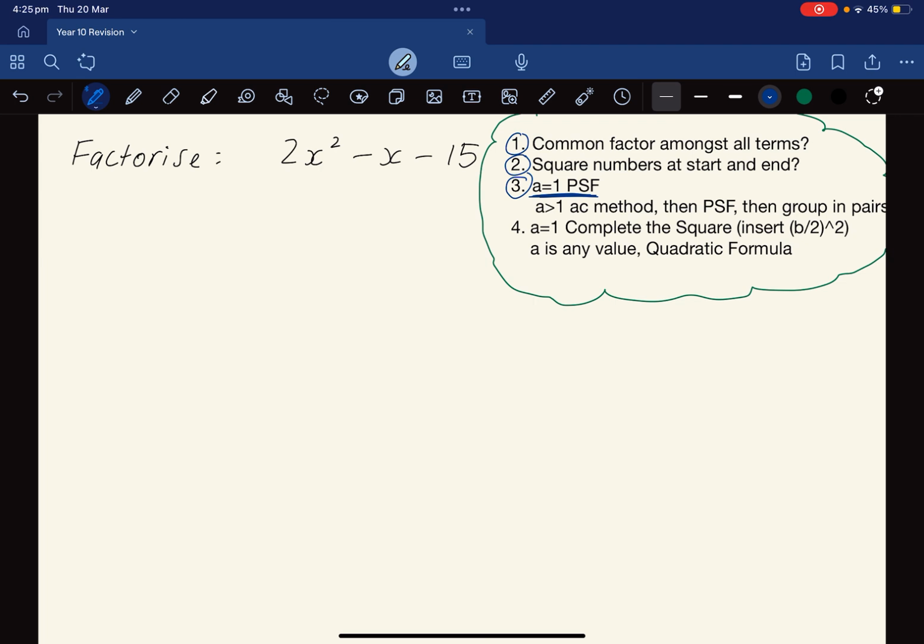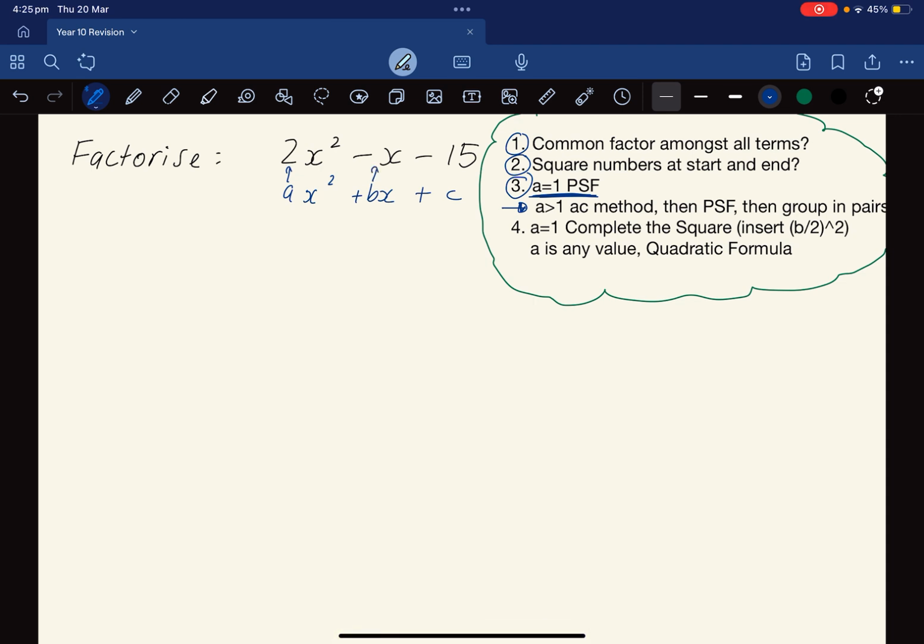Partial sum factors? Oh, yeah. Anyway, is A equal to 1? Well, A is equal to 2. So no, A is greater than 1. So we look to use this: A is greater than 1, the AC method. All right, that's what we're going to do. So actually, I will keep this here because we might need some values for variables. The AC method.